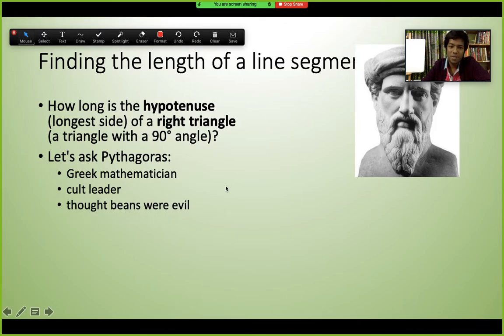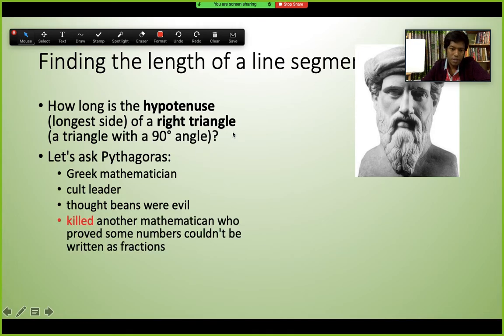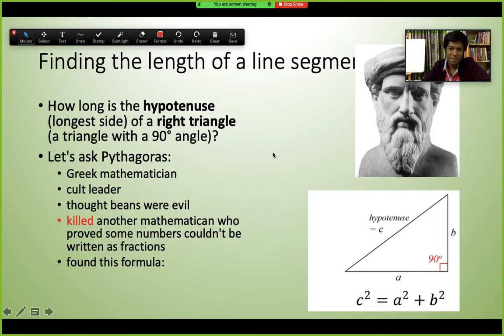He thought that beings were evil, kind of, and killed another mathematician who proved some number couldn't be written as a fraction. He thought that all numbers would be fractions, so if someone said there is something beyond that, he would kill them. So he killed one of the mathematicians who said that. Not too good. And this guy actually invented this very useful formula, which is called the Pythagorean formula.